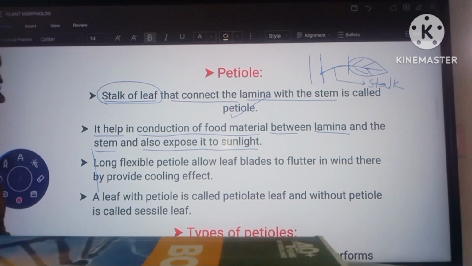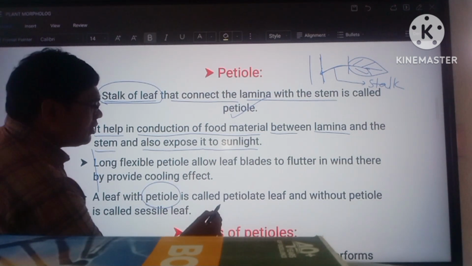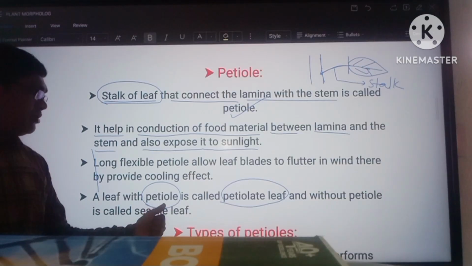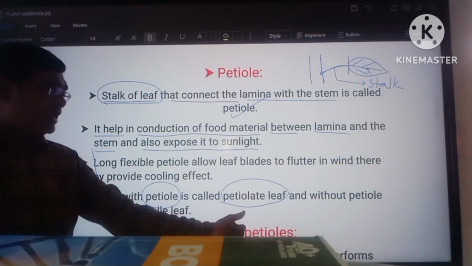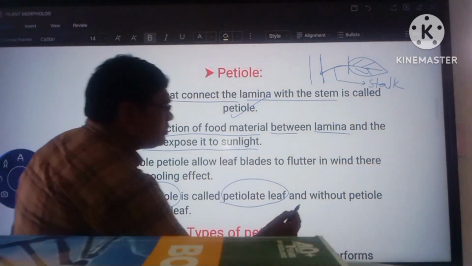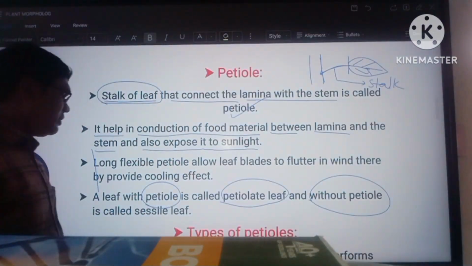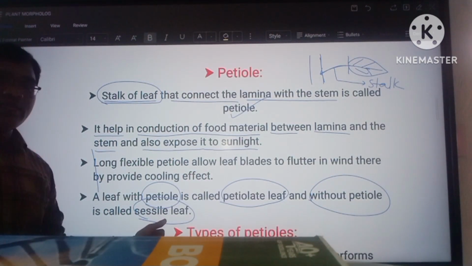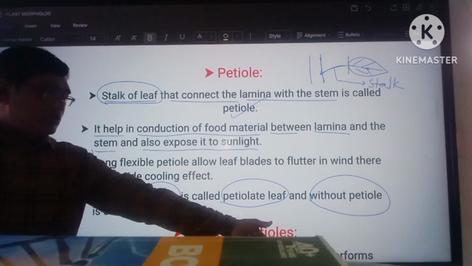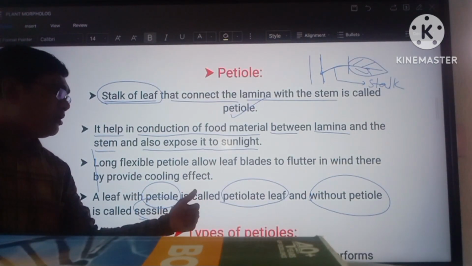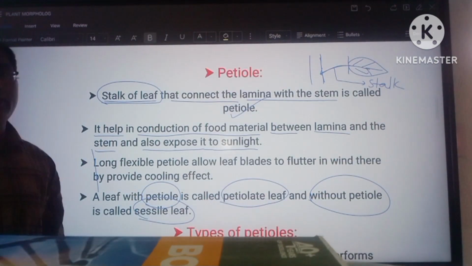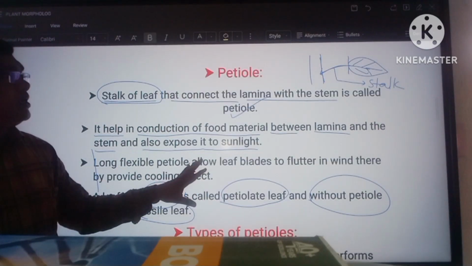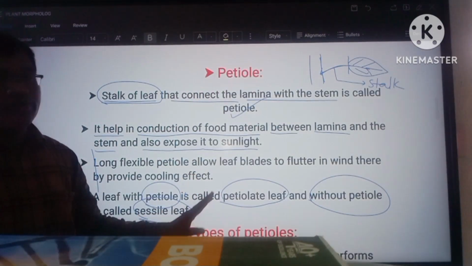A leaf with a petiole is called a petiolate leaf. A leaf without a petiole is called a sessile leaf. Sessile leaf is nothing but a leaf without a petiole, and a leaf with a petiole is called a petiolate leaf. So this is the introduction to the petiole.